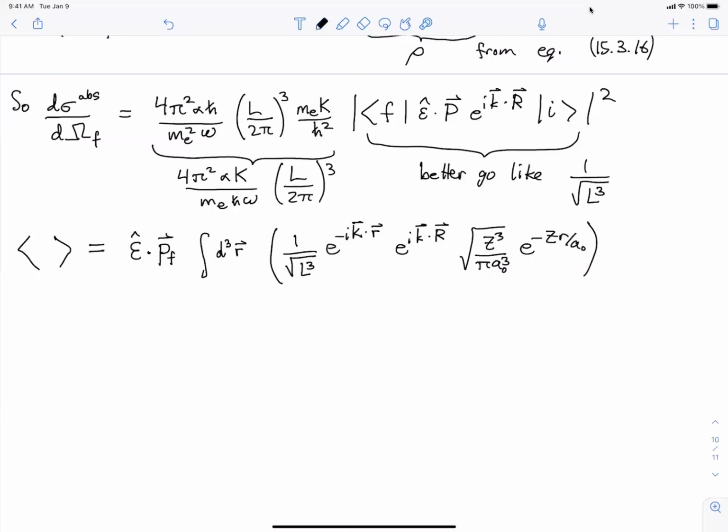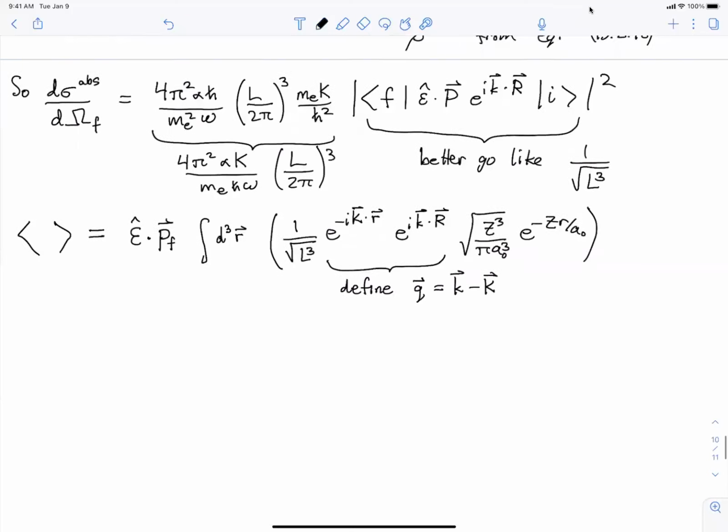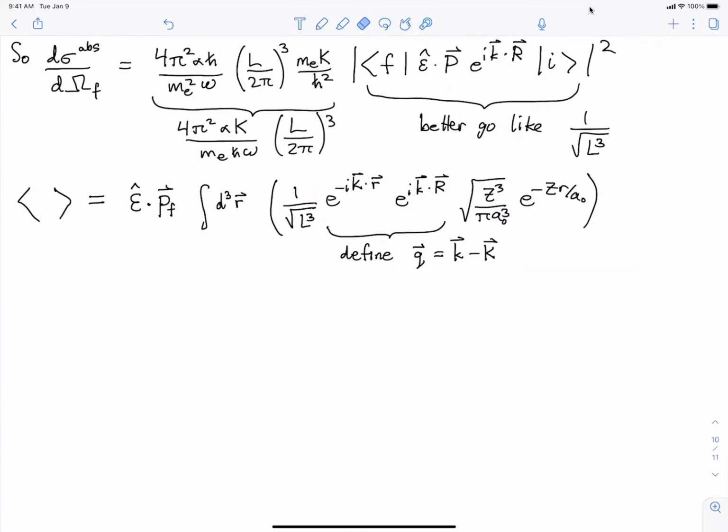And now we can make things a little bit easier for ourselves if we recognize we've got two exponential factors that are almost the same. And we can combine them by defining little q to be little k minus big K. So again, little k is for the photon, big K is for the electron. Okay, and so, oh, also, this P sub f is otherwise known as h bar times capital K vector. That's the momentum of the final state.